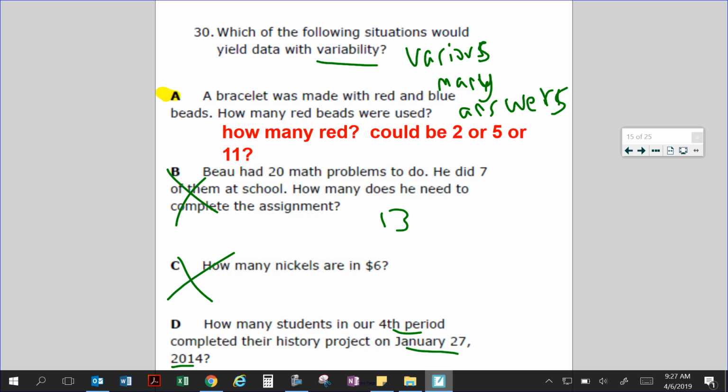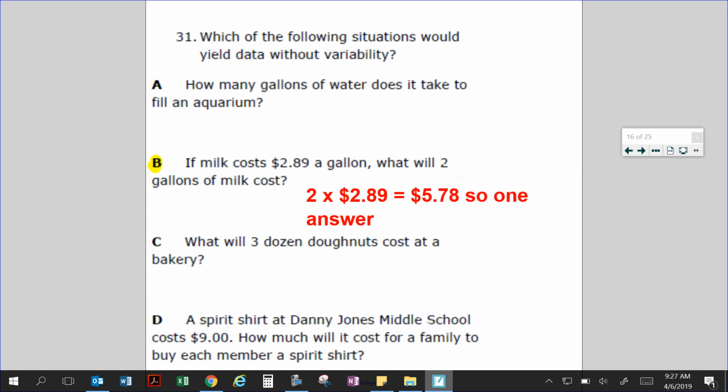If I look at that day, I can count up all the students who did it. A has various answers. Which one is without variability? That's one answer to the problem. How many gallons of water does it take to fill an aquarium? Well, which aquarium are you talking about? There's a lot of different fish tanks. What will 3 dozen donuts cost at a bakery? You're talking about a specific bakery. If I go to a bakery and ask them how much it will cost, they will tell me one price.